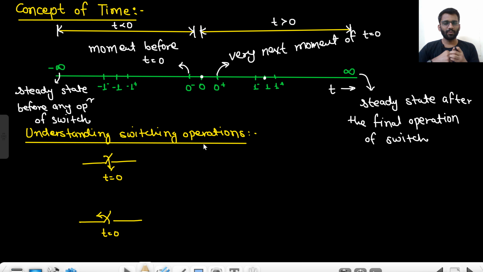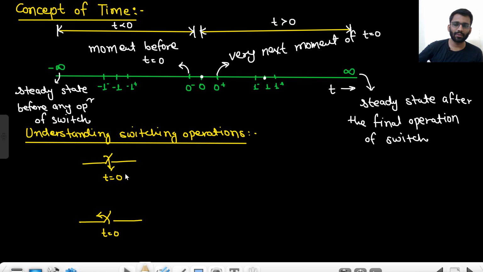So for now you can just consider that when there is no operation of the switch, the steady state we have is called t equals minus infinity. And when we have the final operation of the switch, like we have made the final circuit, when we get the steady state, at that time we call it t equals infinity. We will see in the question, you will get to know everything.